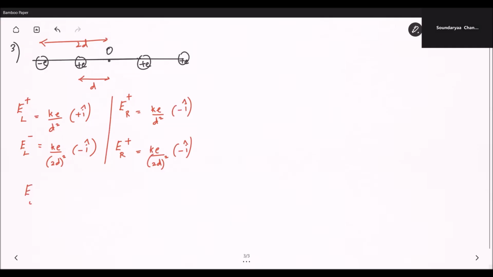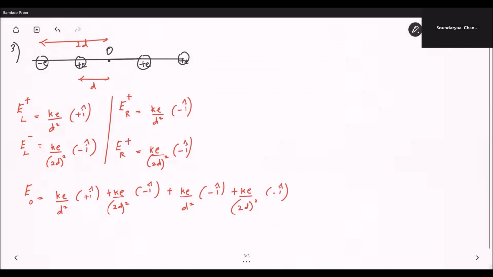Then what is the total electric field at the center O? It is Ke by d square into plus i cap, plus Ke by 2d the whole square into minus i cap, plus Ke by d square into minus i cap, plus Ke by 2d the whole square into minus i cap. You can identify that the first term and the third term will get cancelled because they are equal and opposite.